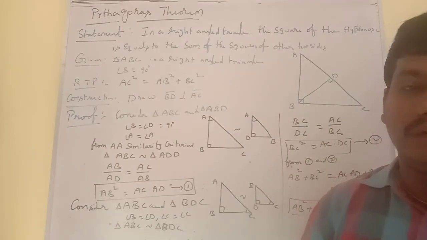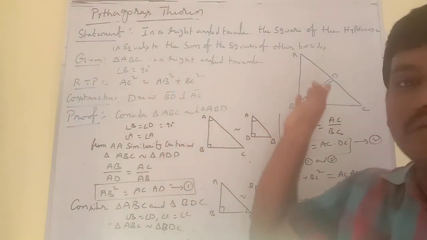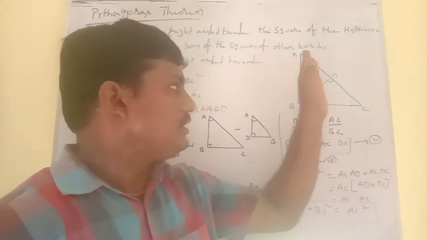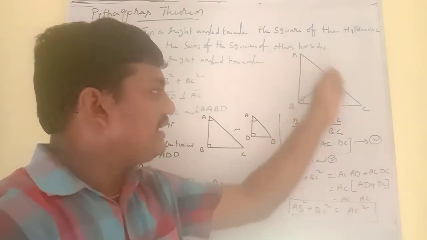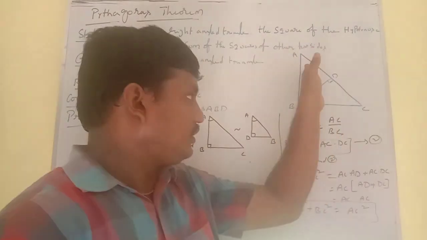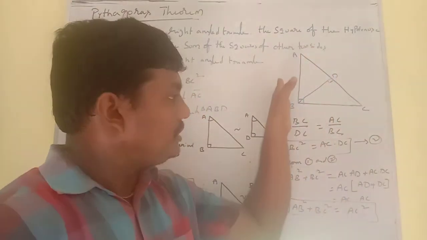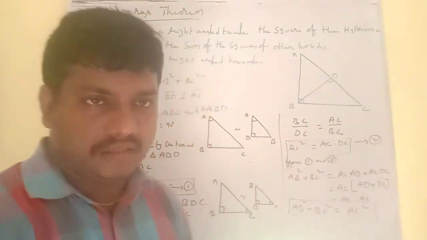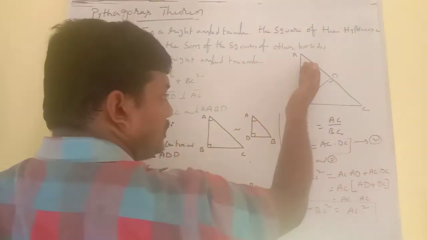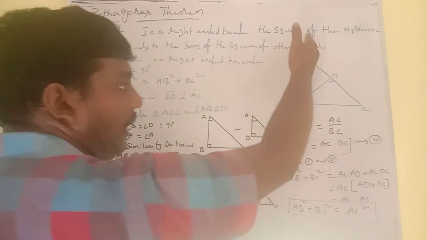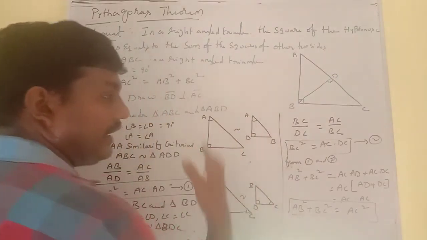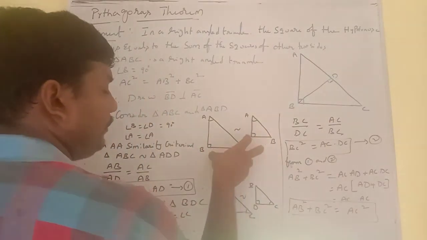Then what is the construction required? The construction required is: draw BD perpendicular to AC. When you consider a perpendicular BD on the line segment AC, then this given triangle is divided into two portions, first portion and second portion. The first portion includes the opposite side and the second portion includes the adjacent side. Now we have to consider the triangle which has the opposite side and the original triangle, and the original triangle and the triangle having the adjacent side.